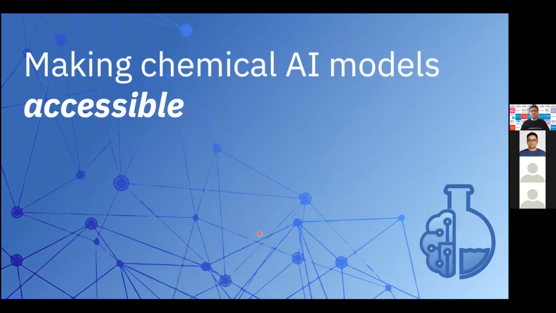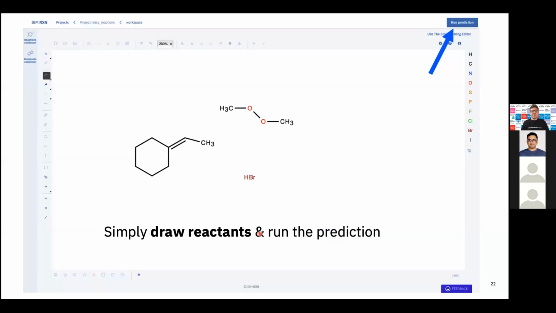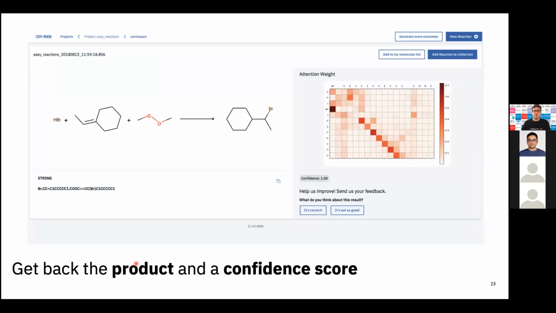At IBM, we're really proud to make our AI models for chemical reactions accessible. And we do this through this IBM Reaction for Chemistry platform, which is free. And the great thing there, I guess, is that it gives access to this model to people without coding experience. So chemists can simply go there, can draw molecules as input and run predictions using our models and see what the AI models would predict.